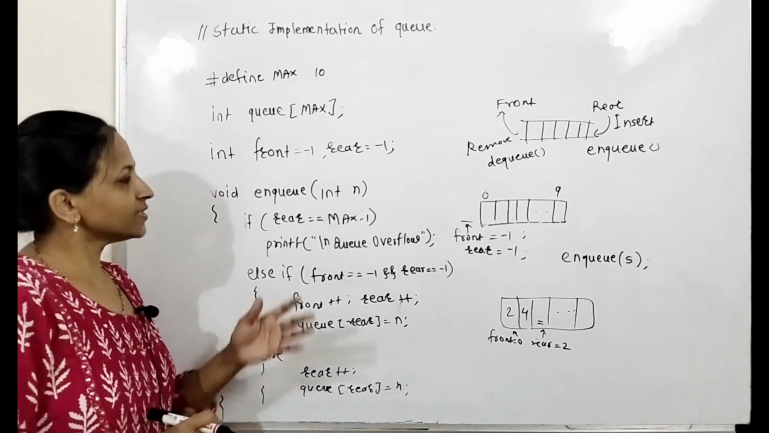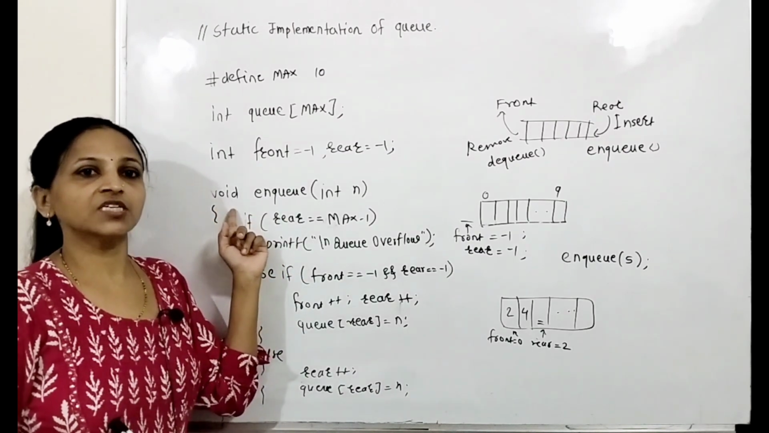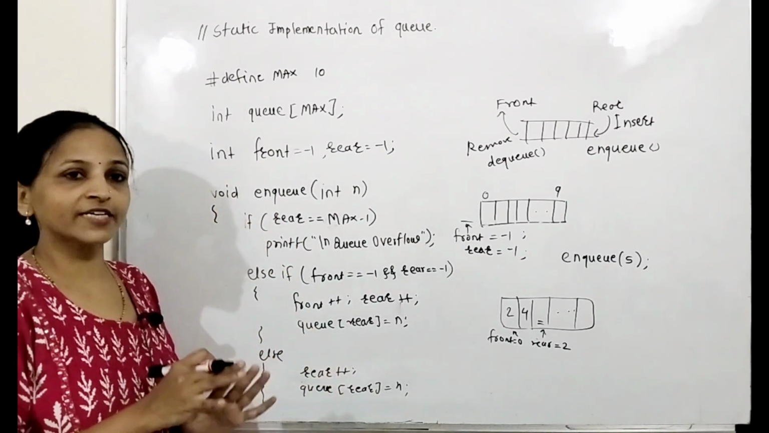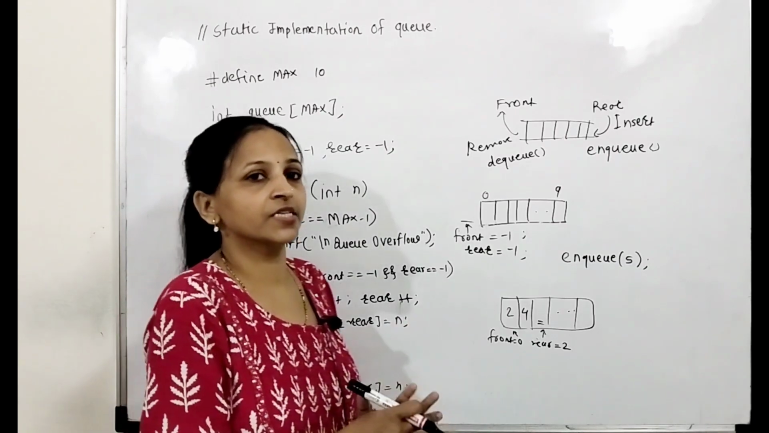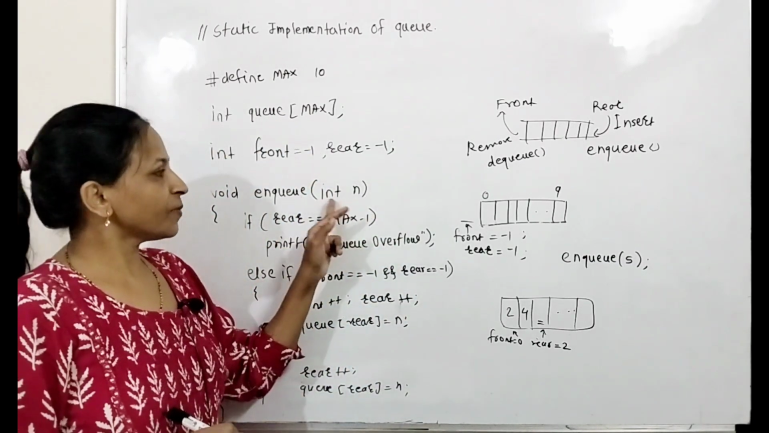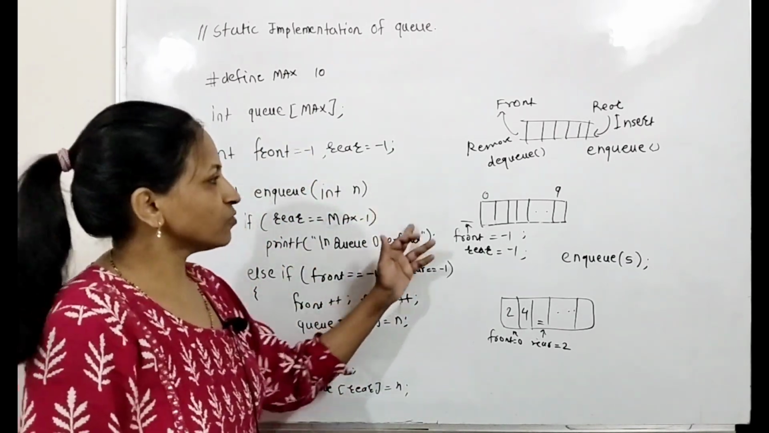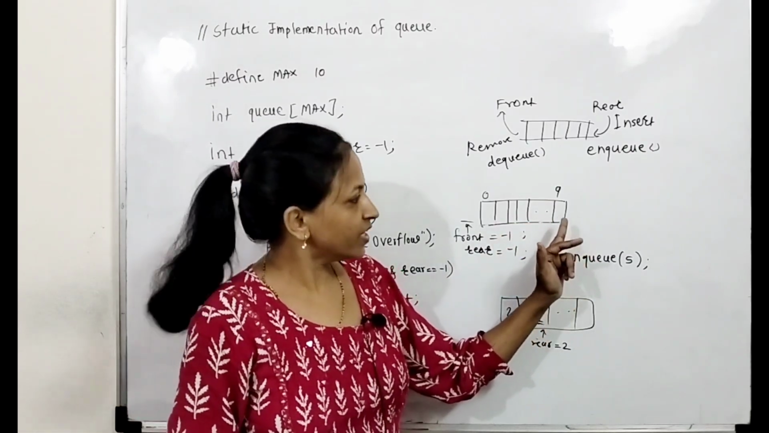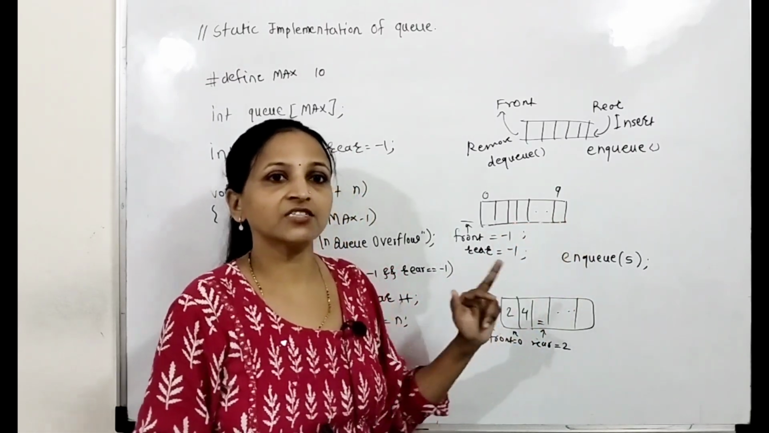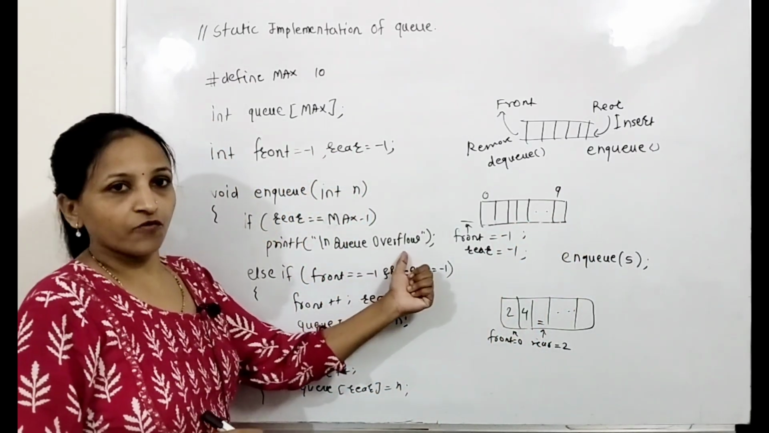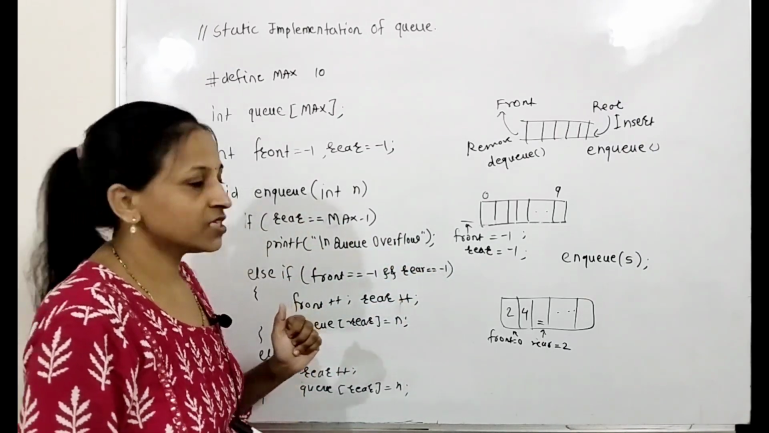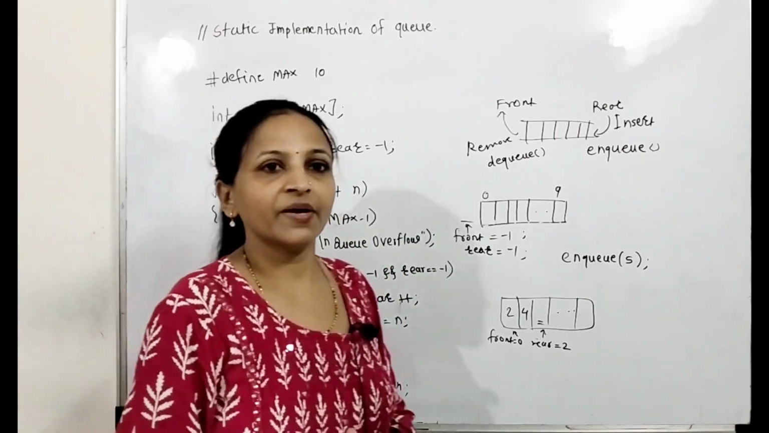Now see, the return type of this function is void because it is not returning anything, we are just inserting something inside a Q. The argument will be N. We have to check whether Q is full. Whenever rear equal to max minus 1, we can say that Q is full, Q overflow. That condition we have checked first, which means we cannot insert any more element in that case.